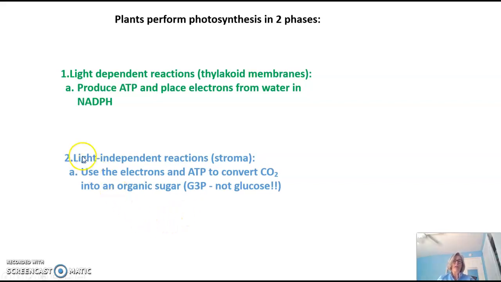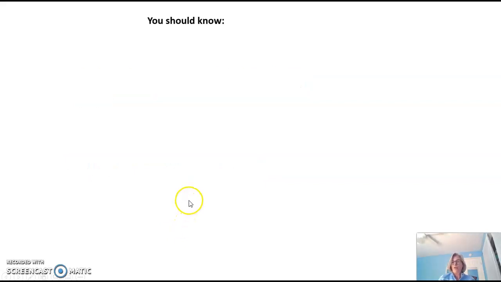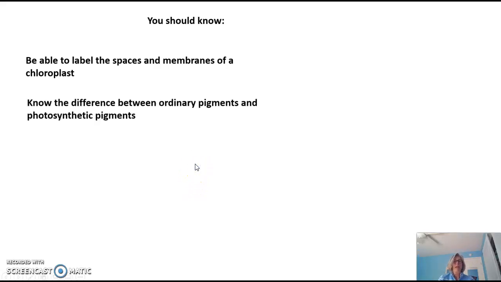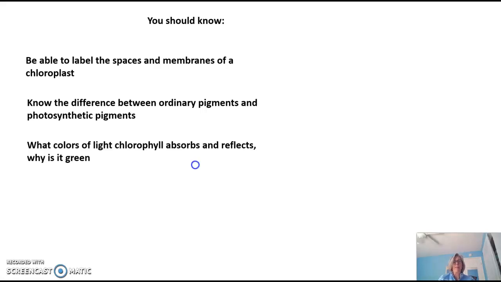Now it's important to note that the light-independent reactions can also be called the Calvin cycle. These are interchangeable terms. So what you should know from this video: you should be able to label the spaces and the membranes of a chloroplast. You should know the difference between ordinary pigments and photosynthetic pigments.